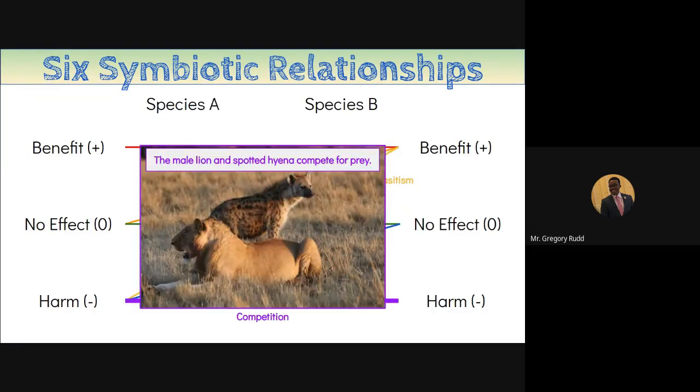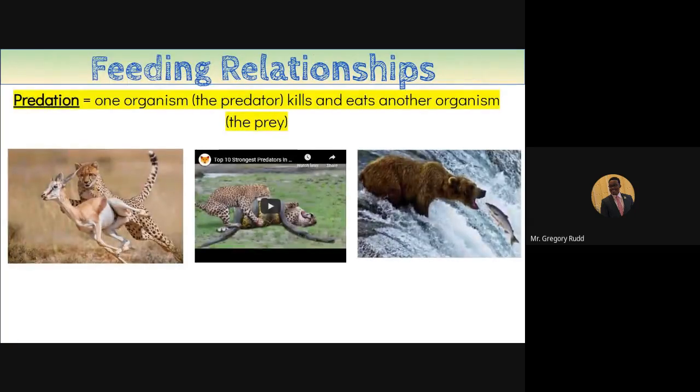And then competition, of course, competition provides a harm to both organisms, both species, because they have fewer opportunities to find prey, to find their food resources. Okay. In addition to symbiotic relationships, there are also feeding relationships. There's predation, in which one organism, called the predator, kills and eats another organism called the prey.